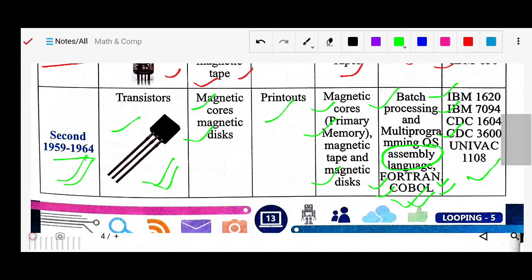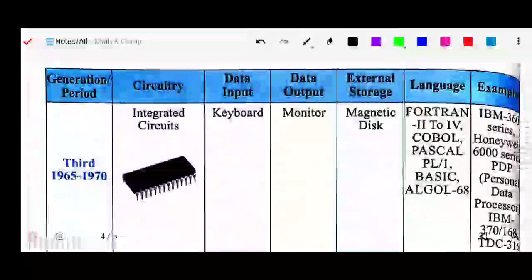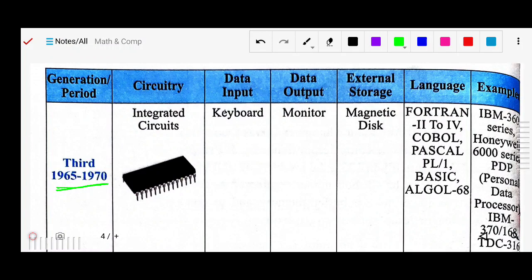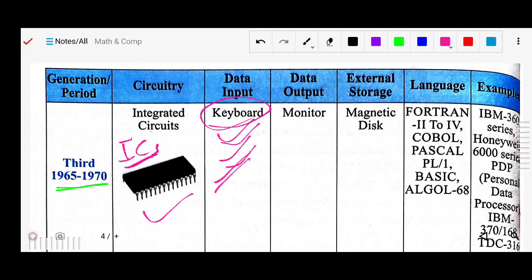Now next, the third generation computer, 1965 to 1970. The technology used here was integrated circuits, in short ICs. Here we give the input from the keyboard. Keyboards were introduced in this third generation. Getting output on the monitor also came in the third generation computer.